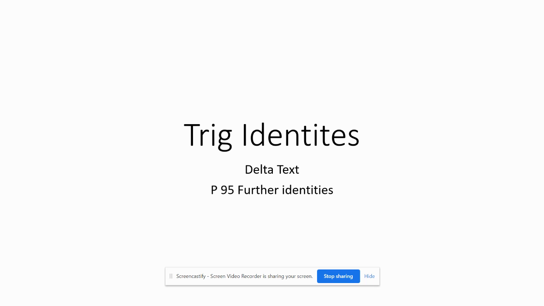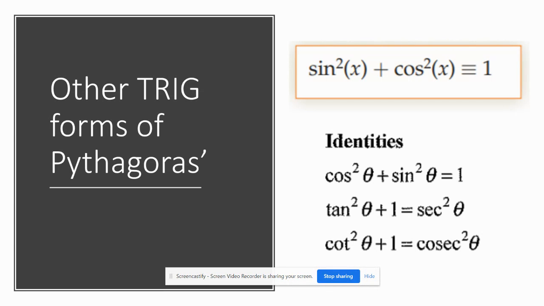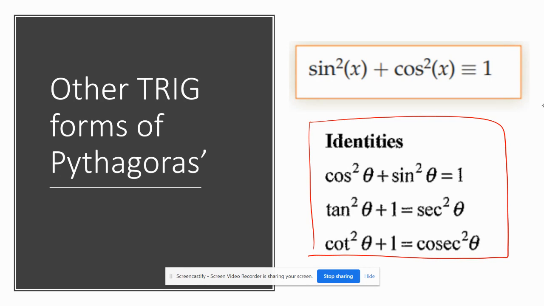We're going to do some more trig identities. This is on page 95 of your textbook, and I'm just going to go through the work. Okay, we have found so far this trig identity on the top right-hand side of your screen, sine squared plus cos squared equals 1, and the ones here are the ones that are in your formula sheet. What we're going to do is derive them.